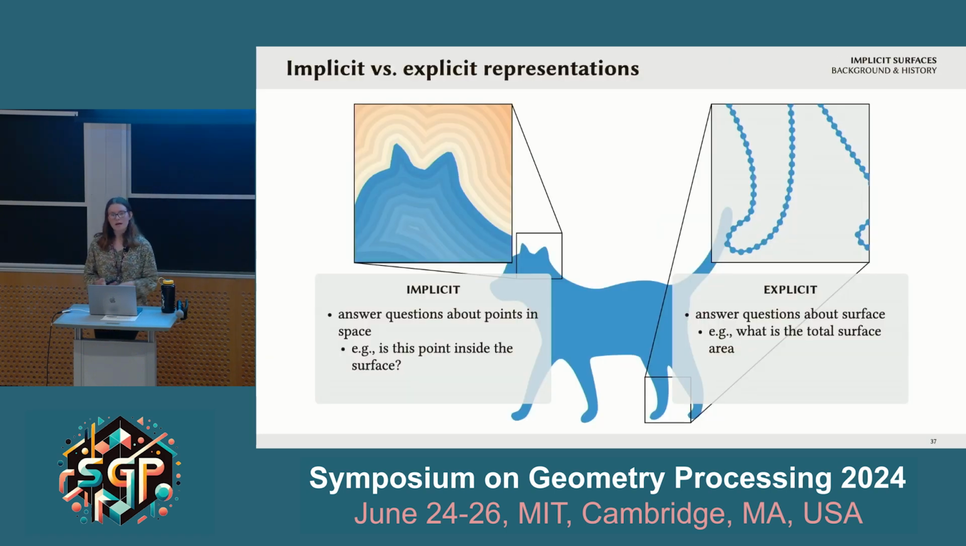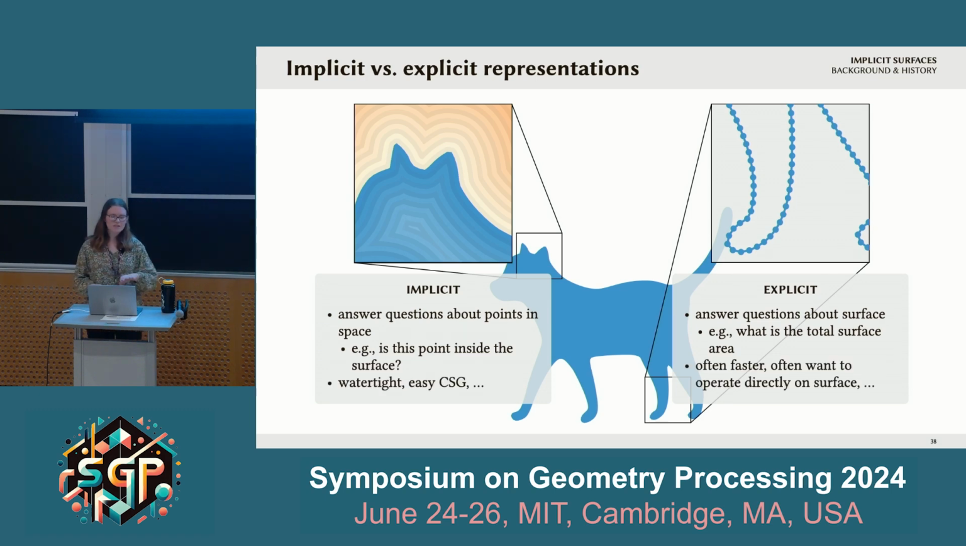Finally, I'm going to talk a little bit about when we should use implicit representations over explicit representations. This determination is very problem dependent in general, but we can think, at a general level, about what kind of questions we want to ask. If we want to ask questions about points in space, implicit functions are good at answering these. For example, if we ask, is this point inside or outside the shape, implicit functions can answer that naturally. On the other hand, if we want to ask questions directly about the surface, like what's the total surface area or the total perimeter, those are questions that explicit representations are really good at answering.